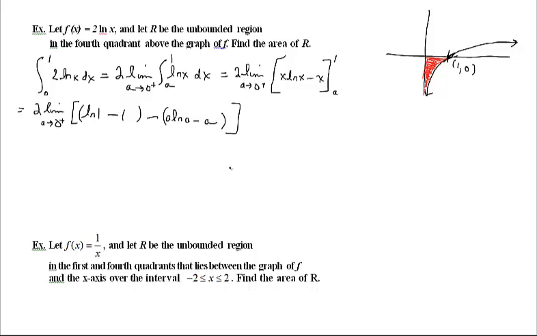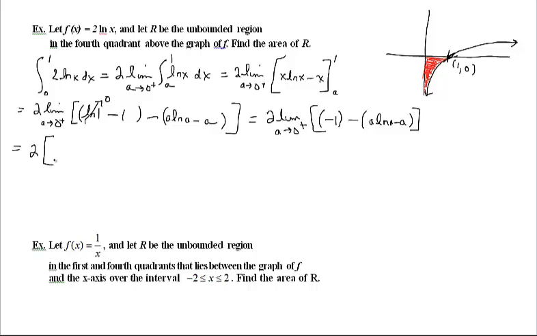Okay, a little cleanup here, and then we'll evaluate the limit. So natural log of 1 is 0. So that becomes negative 1 minus a ln a minus a. So a little cleanup. Now let's evaluate the limit.